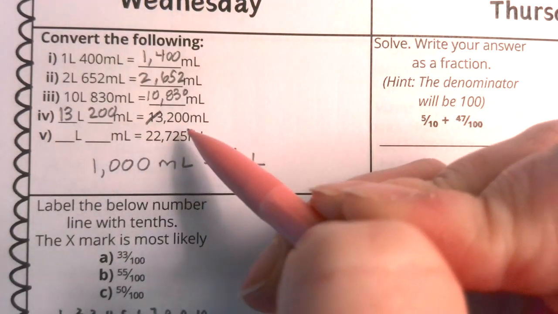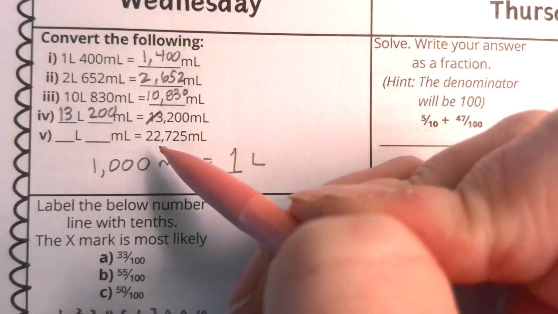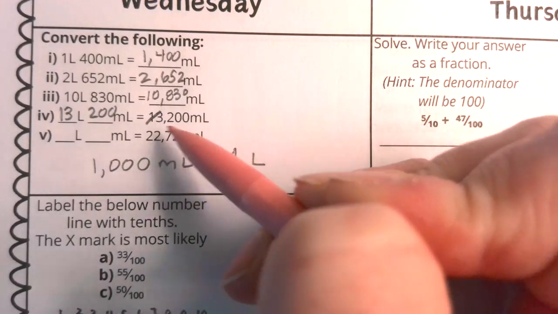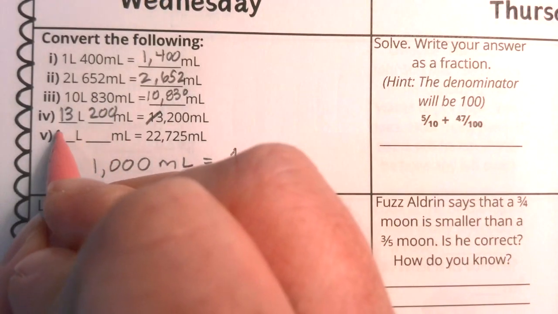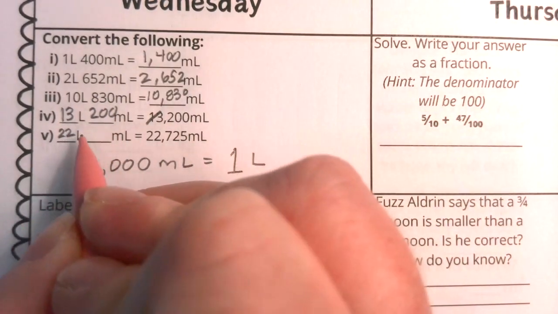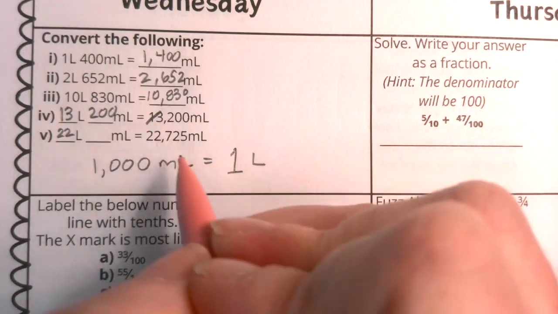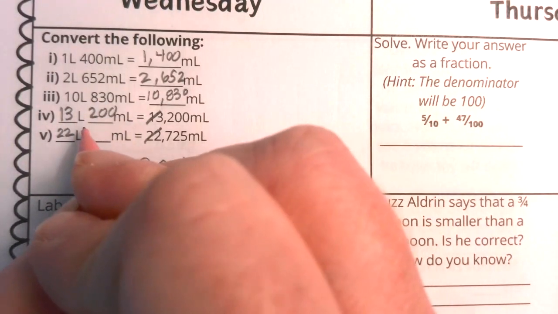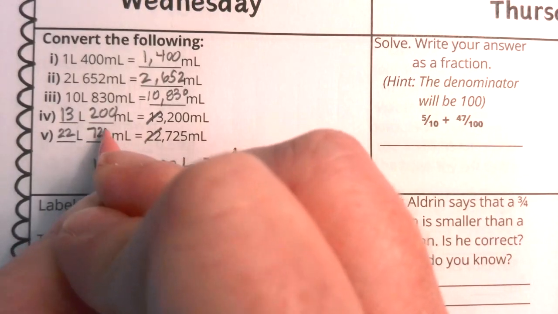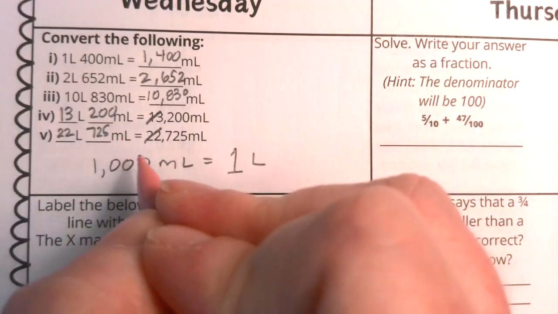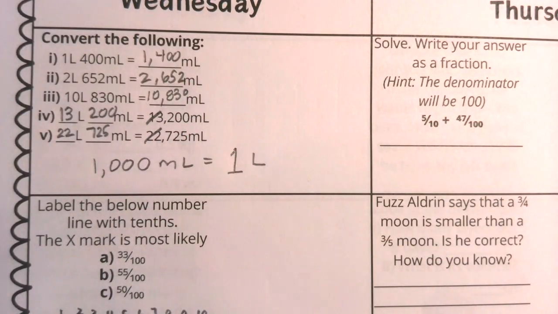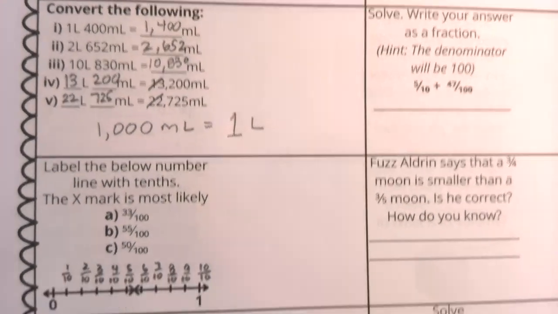Same thing here for our fifth conversion. If we have 22,725 milliliters, how many groups of 1,000 do we have in this? Well, that would be 22, and that accounts for how many liters we have. That takes care of this part of our conversion. And the leftover 725 stays milliliters. We have finished those conversions for our metric conversion question that we began with.